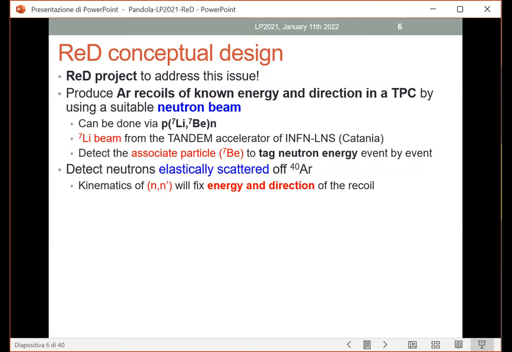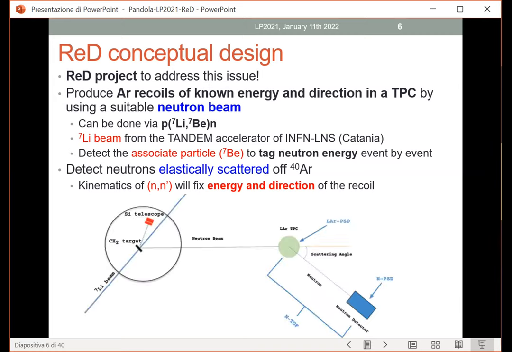What we do is send neutrons to scatter in the TPC, and we want to detect the outgoing neutron after the scattering. Of course, the kinematics is two-body, so everything is known. If you fix the direction of the scattered neutron, you know the energy and the direction of the recoiling argon, argon-40. So that's the conceptual layout that we put in place.